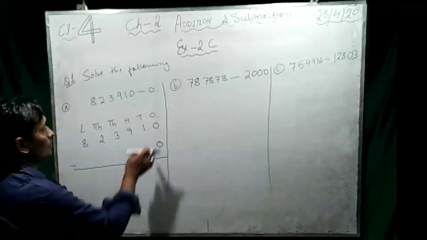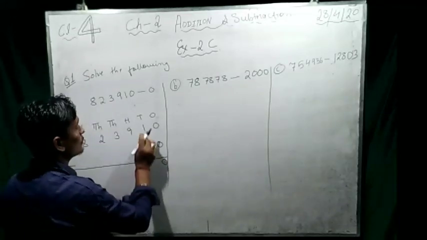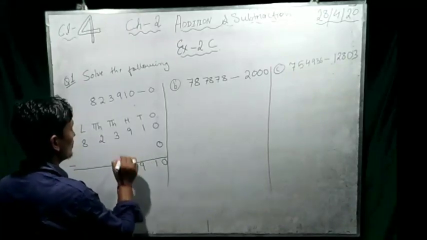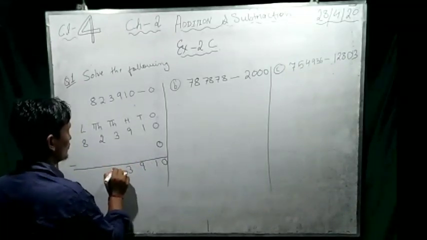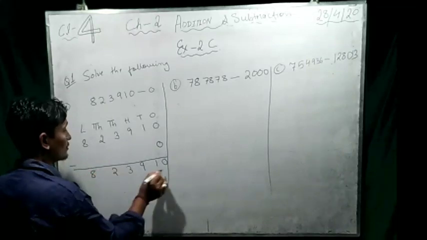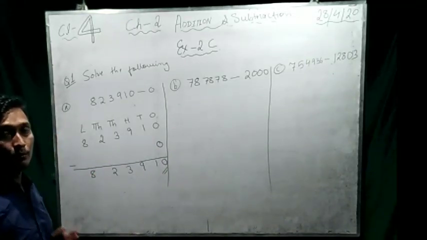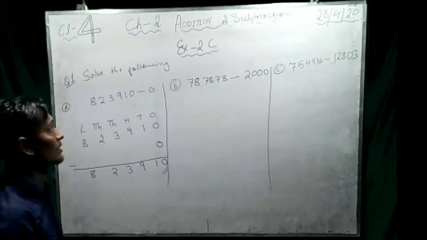So now 0 minus 0 is 0. This 1 will remain the same because no number is there. 9 will remain the same because no number is there. 3 will remain the same, 2 will remain the same and 8 will remain the same. So this is your difference. Clear? How to write? First you write your place value chart. Here also.